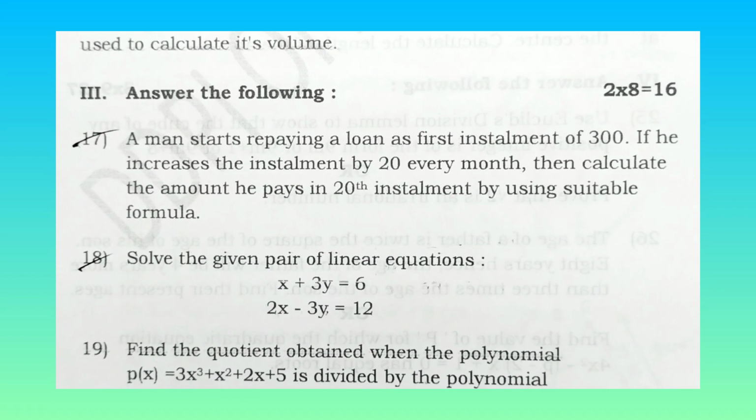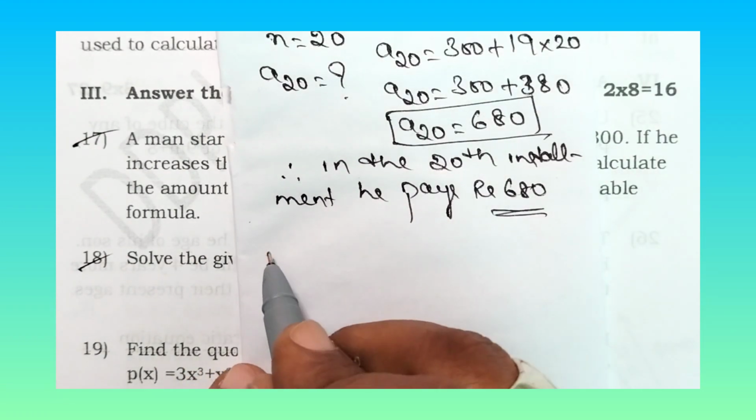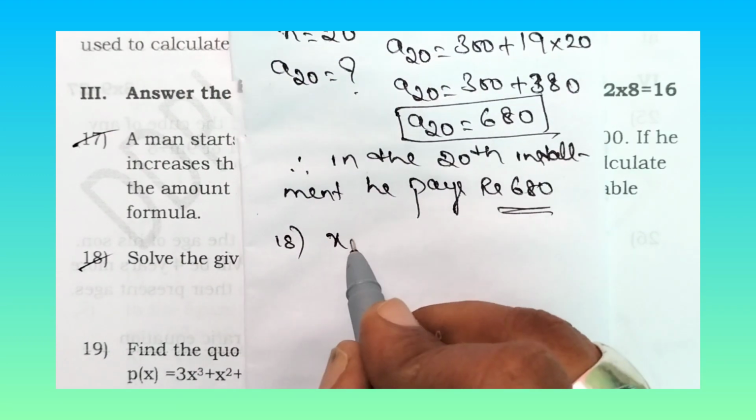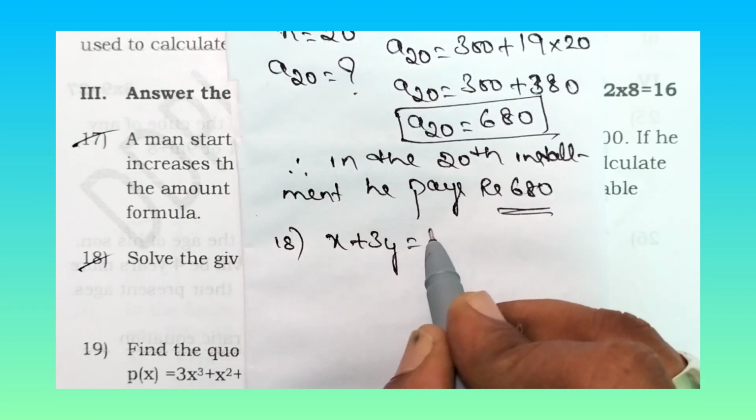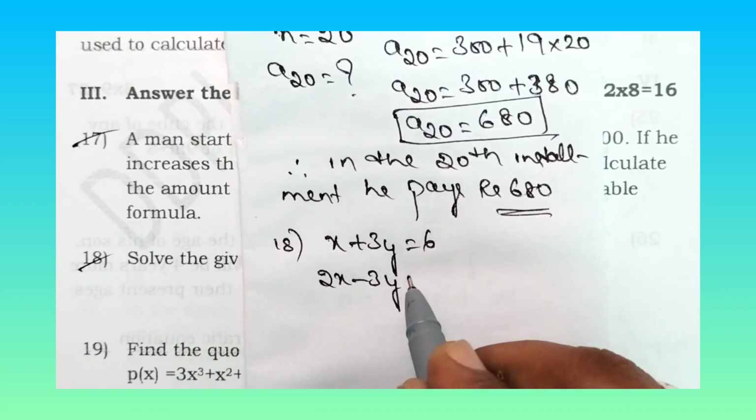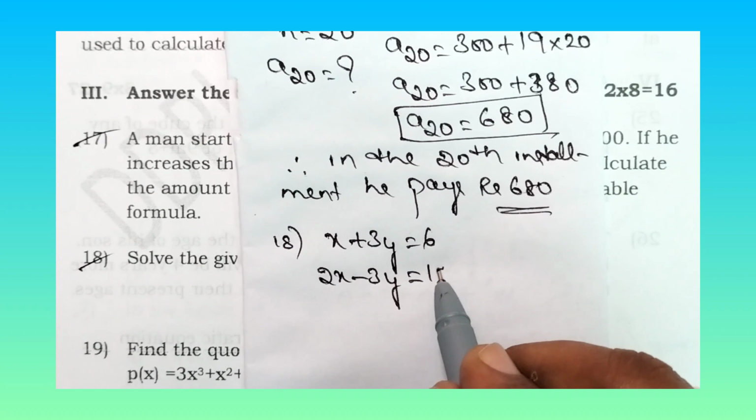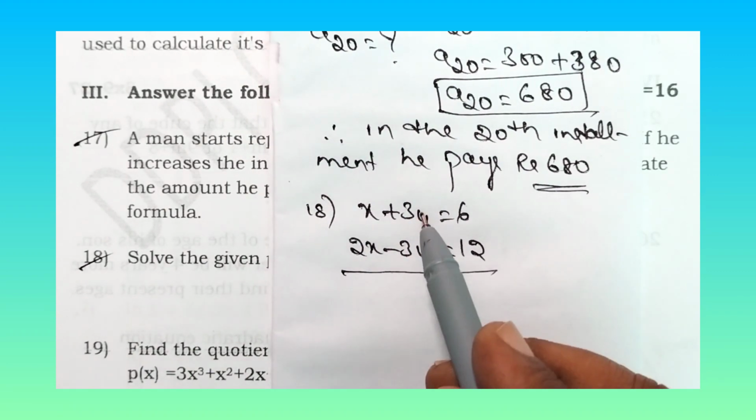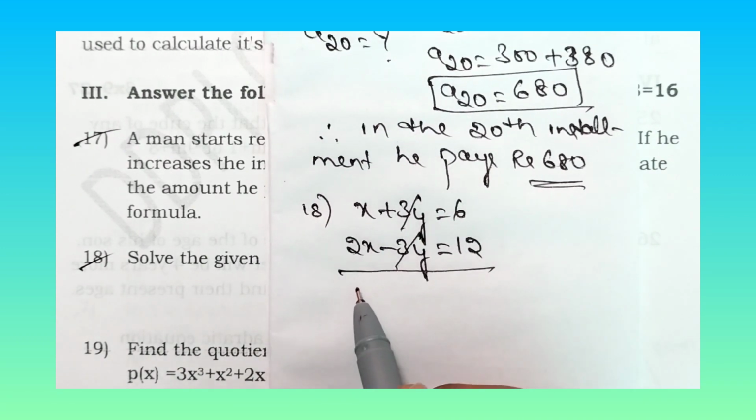Now let us answer the 18th question. Solve the given pair of linear equations. x plus 3y is equal to 6, 2x minus 3y is equal to 12. Let us solve it. So x plus 3y is equal to 6, then 2x minus 3y is equal to 12. Now observe, plus 3y and minus 3y are there, they easily cancel. So plus 3y and minus 3y are cancelled.